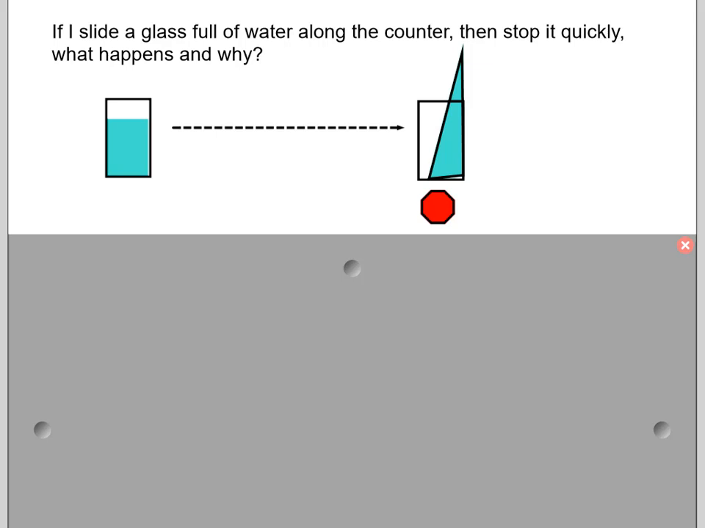If I slide a glass full of water along the counter, normally I would do this on the counter in front of you, and then I stop it really quickly, what happens and why? Well, if you've ever done this, you know that when you slide that glass of water down the counter and then you stop it quickly, the glass stops, but all of the liquid inside wants to keep moving. That's the inertia of the water, or whatever the liquid is inside. And normally it goes splashing up the sides and out of the cup and all over the counter.